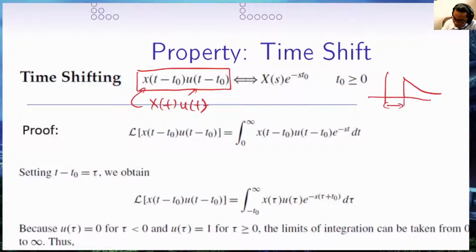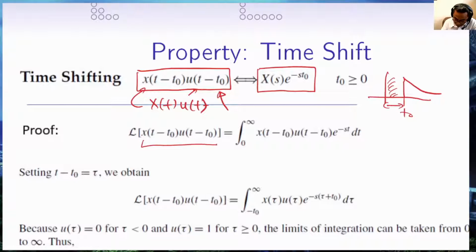So for example, here is t naught, and there is nothing in between, or there's no signal before t naught due to u of t minus t naught. Now, what does the Laplace transform of this signal look like? It is X of s times e to the minus s t naught. Let's prove it.